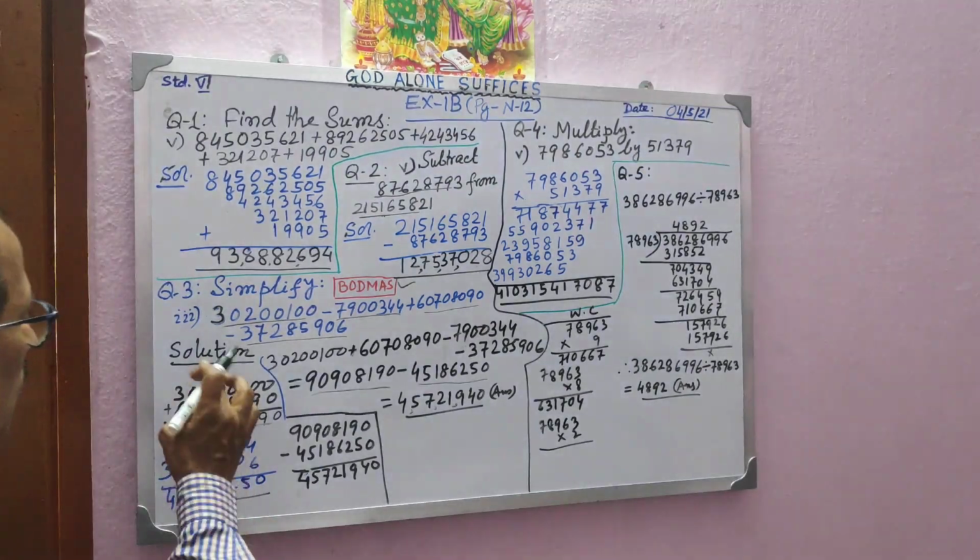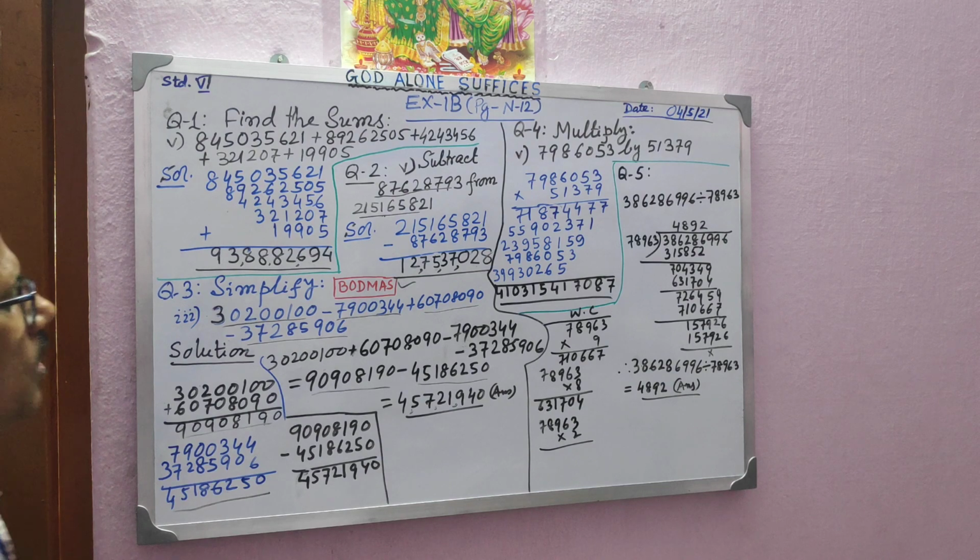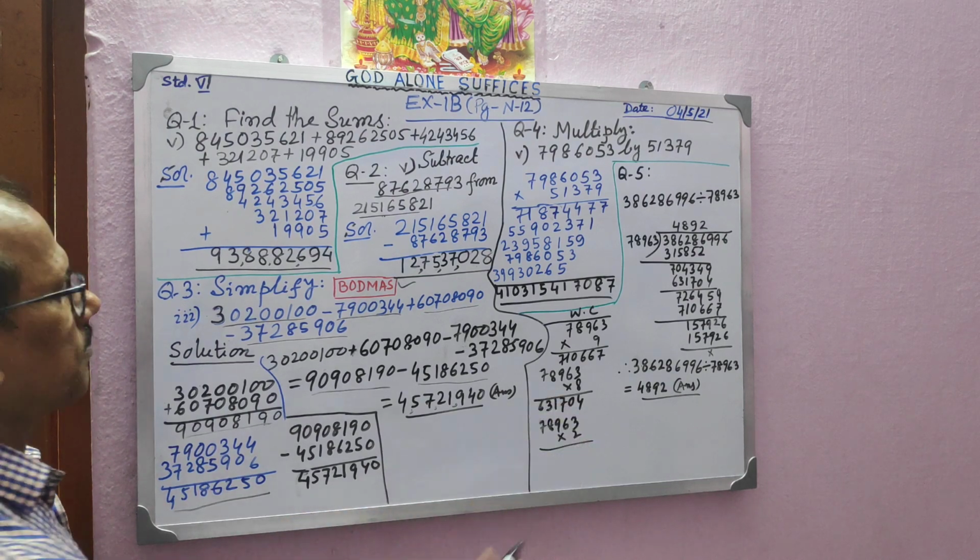To do the subtraction and addition, I don't have to explain to you. These are all column subtraction or addition.